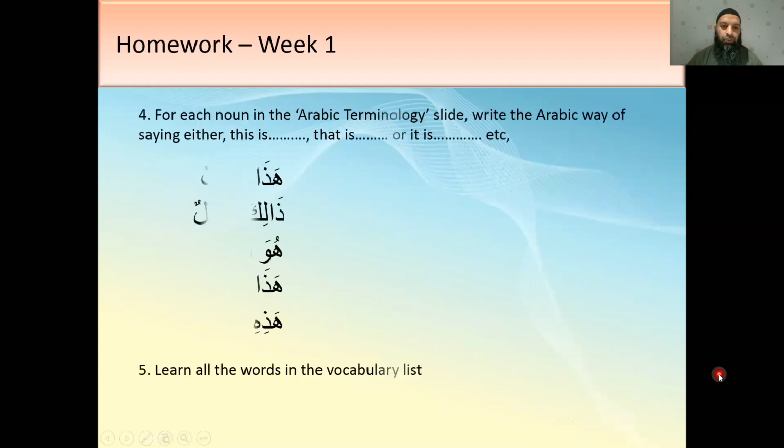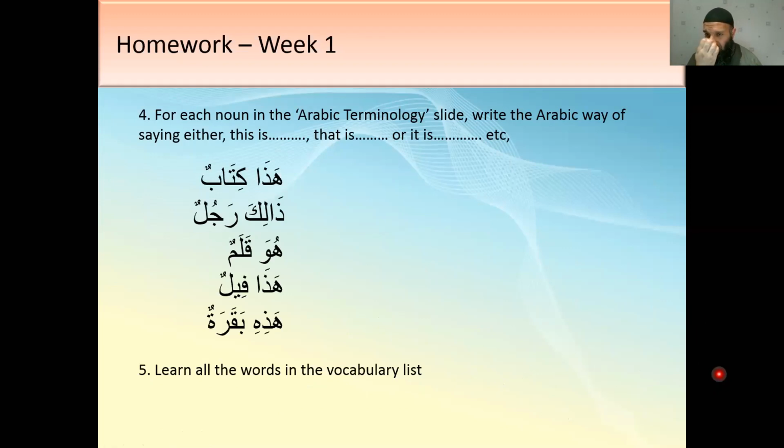Barakallahu feek. Number 4, for each noun in the Arabic terminology slide, write the Arabic way of saying either this is, that is, or it is. So all I wanted here was for you to write the Arabic words in the Arabic terminology slide, which was kitabun, rajulun, qalamun, filun, and baqaratun. All I wanted you to do is to write whether it's hadha or hadihi, whether it's dhalika or tilka, whether it is huwa or hiya, based on whether the word is feminine or masculine.